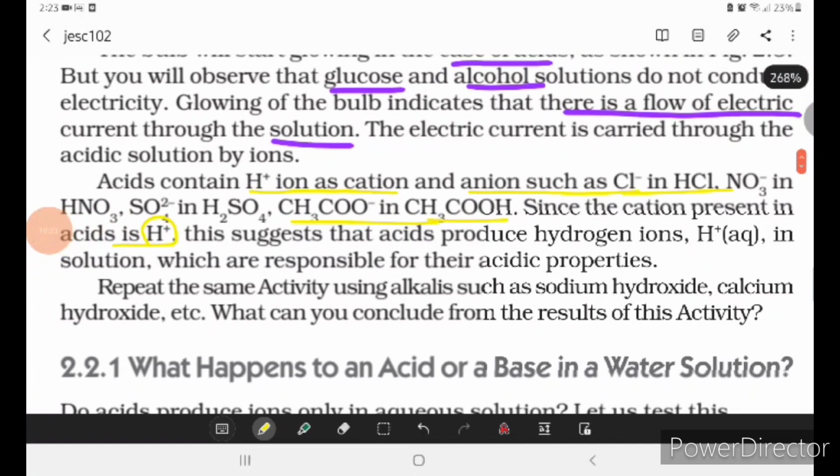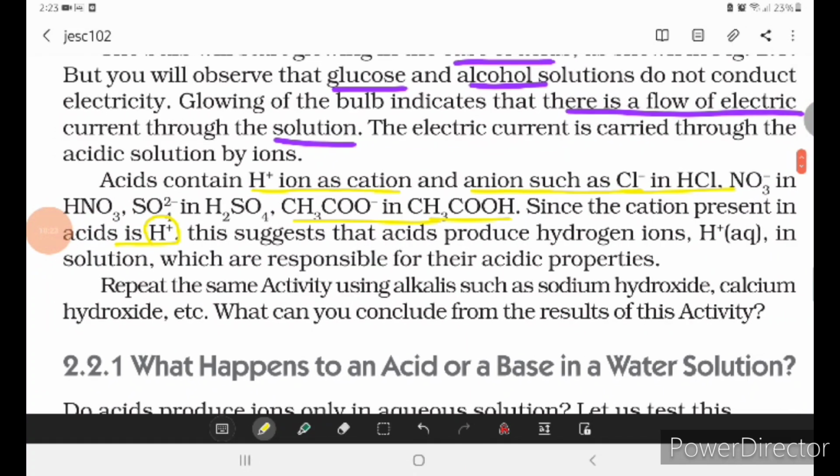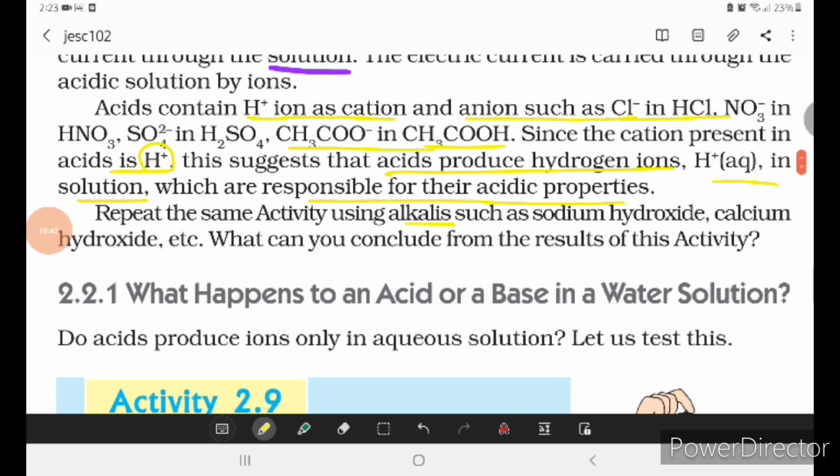Since the cation present in acids is H plus, this suggests that acids produce hydrogen ions, H plus aqueous, in solution, which are responsible for their acidic properties. So from this activity, we can conclude that H plus ions are responsible for the acidic properties of the acids. Repeat the same activity using alkalis like sodium hydroxide, calcium hydroxide, etc. What can you conclude from the results of the activity?